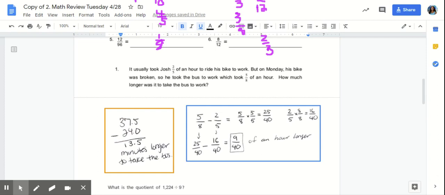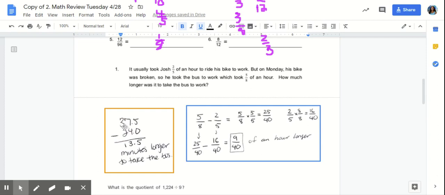5/8 of an hour, if we divided 60 into 8, we would have 7.5 minutes for each increment. So if there are 5 increments, then altogether that would be 37.5 minutes.